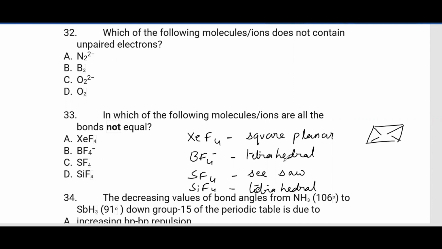Coming to BF4 minus, it is tetrahedral. So even in tetrahedral, all the bonds are equal. So this is also not correct answer. And SiF4, that is also tetrahedral, so not correct answer.